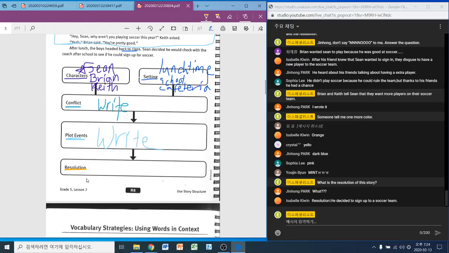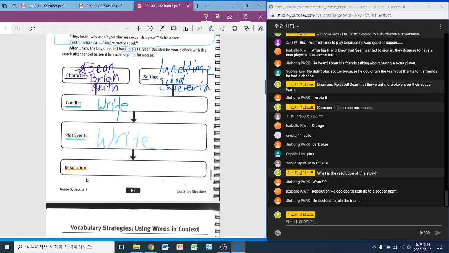Alright, Isabel's got our first answer in. He decided to sign up to a soccer team. Alright, that's the correct answer, but we have to work on the grammar a little bit. We have to make one little grammar adjustment. He decided to sign up for the soccer team. Okay? He decided to sign up for the soccer team.